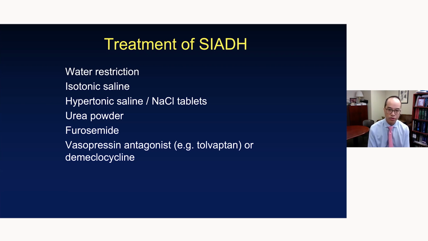Hypertonic saline, or the oral equivalent, which are sodium chloride tablets; urea powder, which basically causes an osmotic diuresis; furosemide, which clamps the urine at isotonic, and so is useful in SIADH patients that have very concentrated urine; and then vasopressin antagonists, usually tolvaptan. In the past, we used demeclocycline, but that's really no longer used.